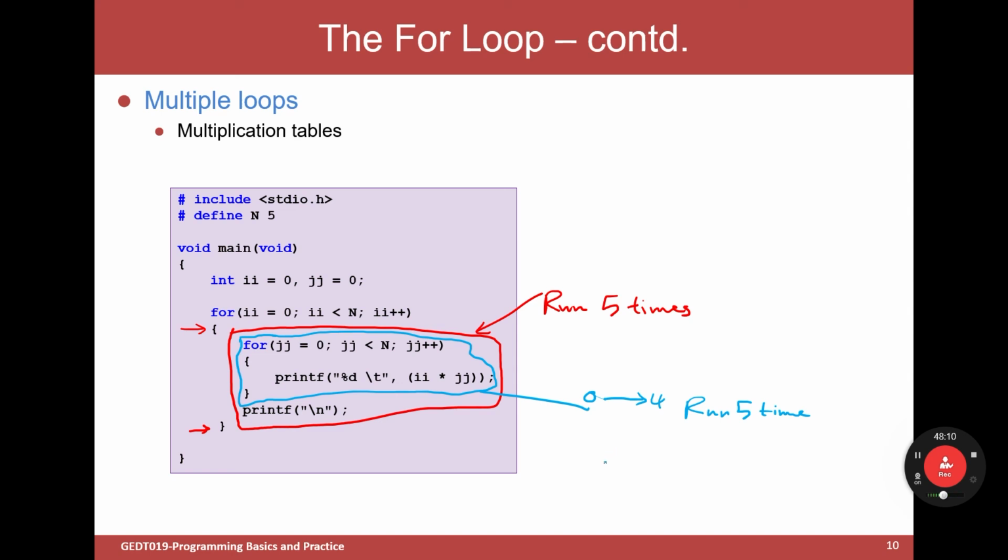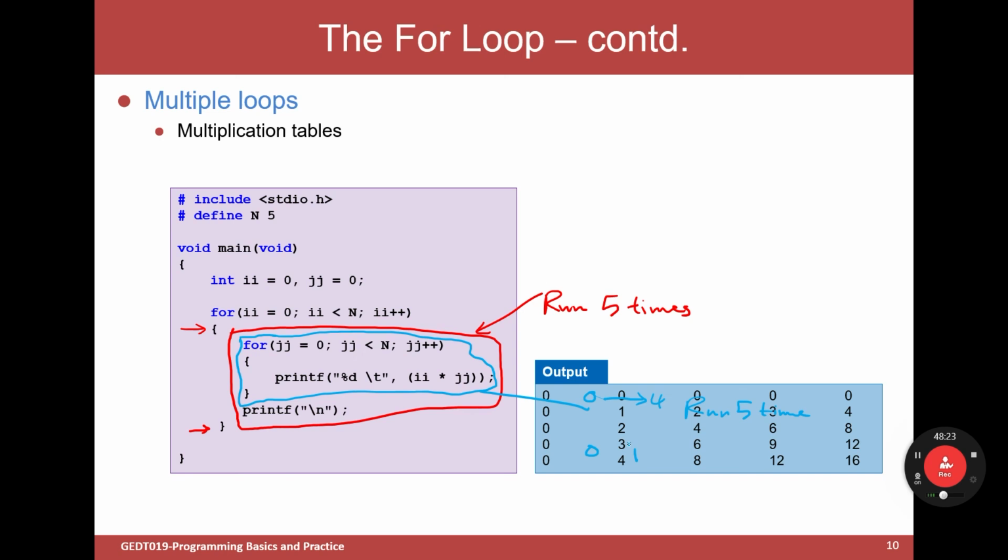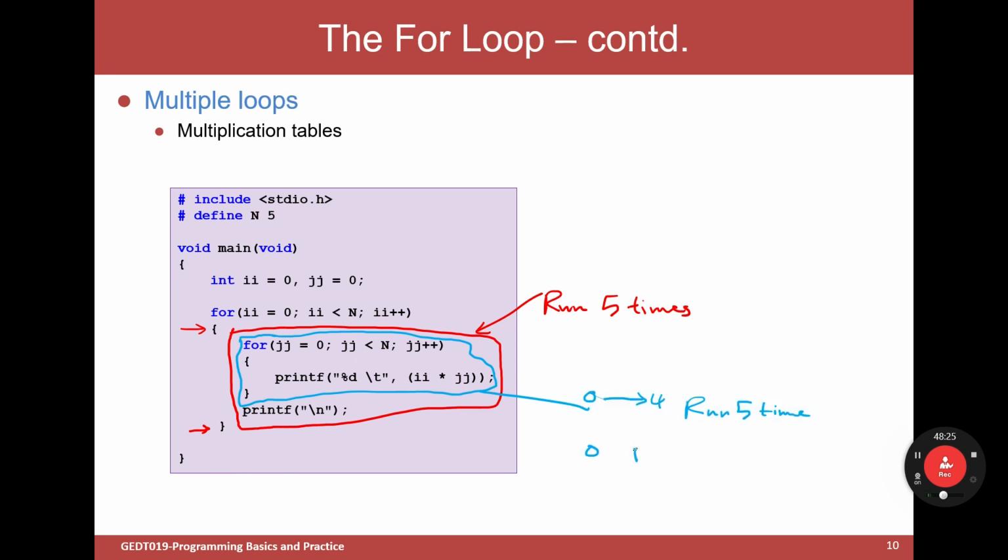For example, it will be 0 and 0, so it will be 0. The next number, the first time, 0, and then 0 again. Everything will be 0, because I is equal to 0 the first time. 0, 0, 0, 0, 0. 5 times. And then go outside and make a new line.